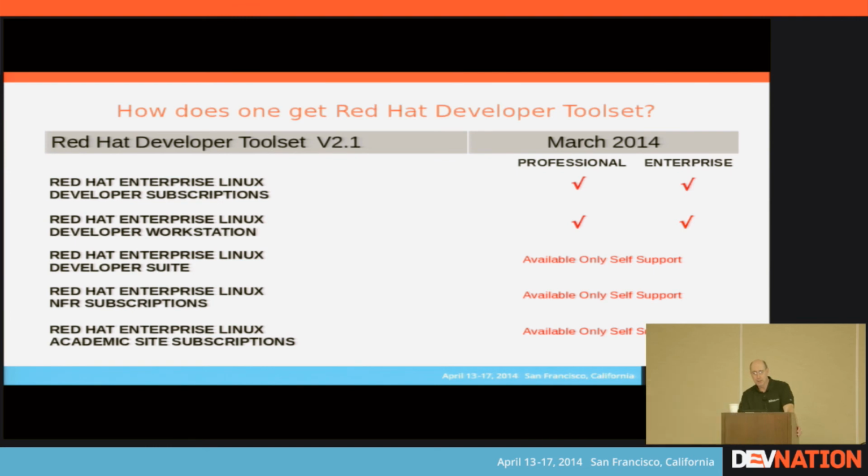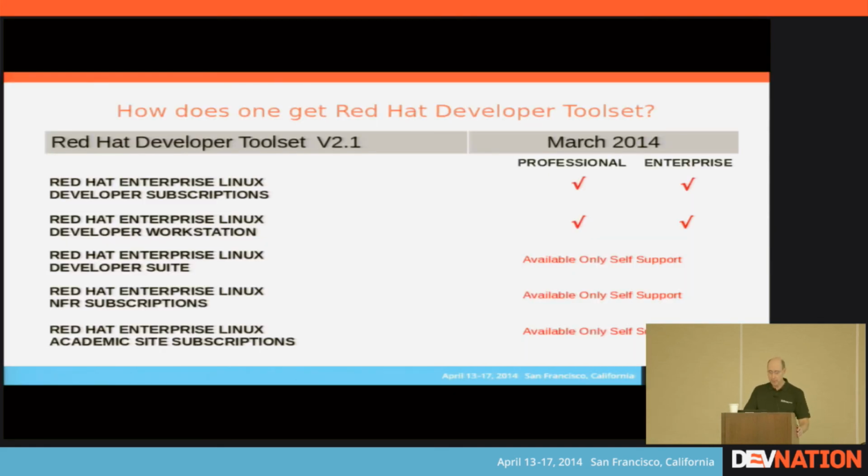To get the developer toolset, the current version available, as I said, is version 2.1. It was released last month in March. It's available in Red Hat Enterprise Linux developer subscriptions with the Red Hat Enterprise Linux Developer Workstation, as well as the Developer Suite, our partner NFR subscriptions, and our academic subscriptions. So if you want to use the DTS, any one of these subscriptions will make it available.